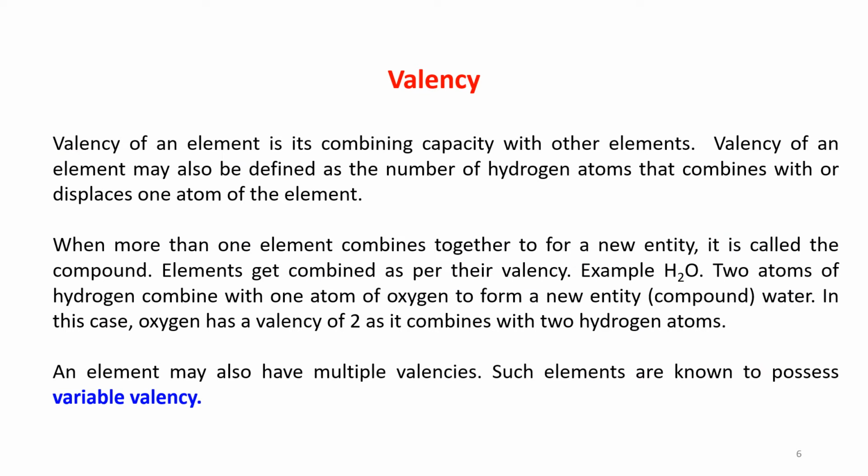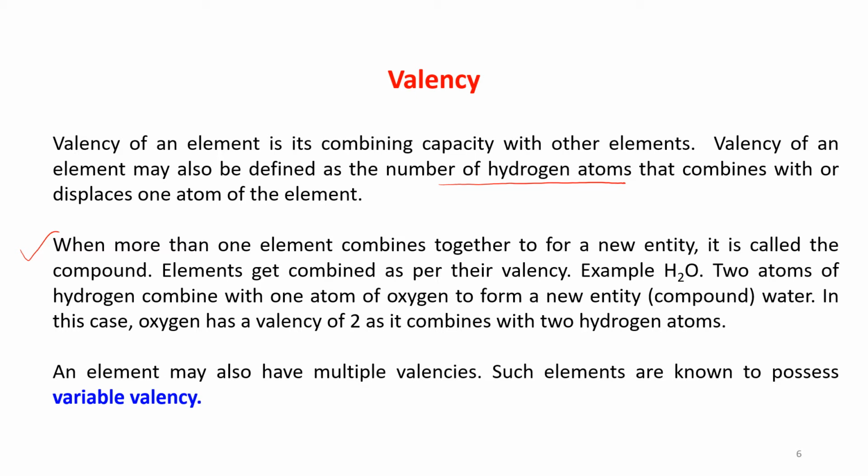What is valency? Valency of an element is the combining capacity with other elements. Valency of an element may also be defined as the number of hydrogen atoms that combine with or displace one atom of the element. When more than one element combines together to form a new entity, it is called a compound. Elements get combined as per their valency.